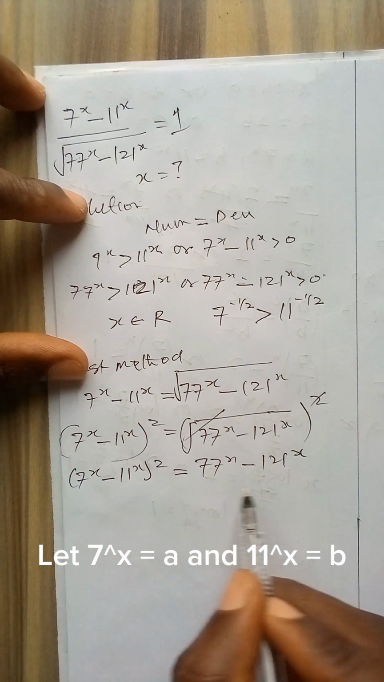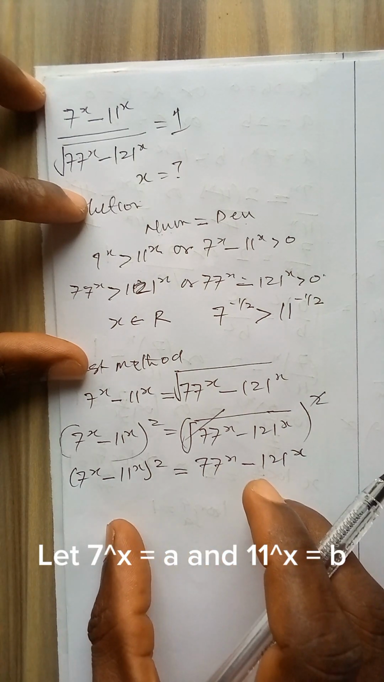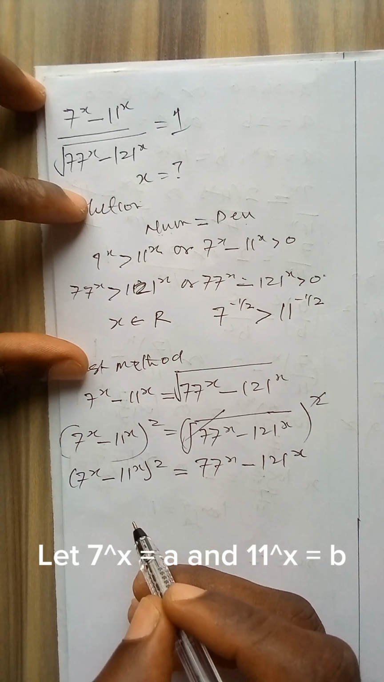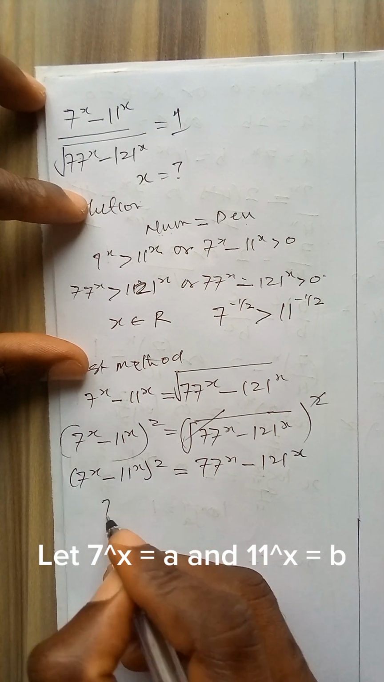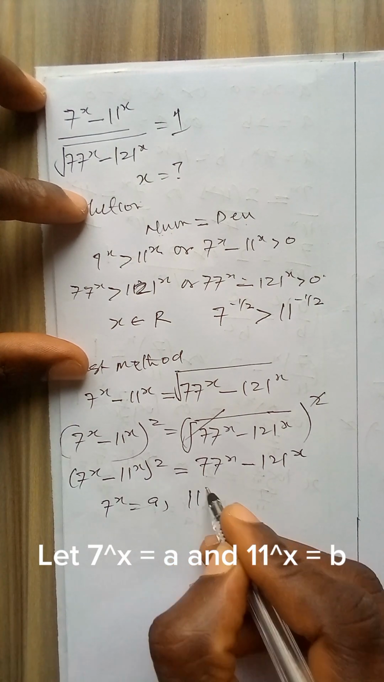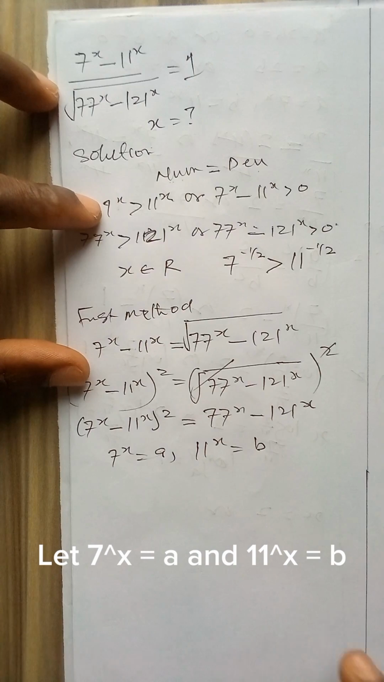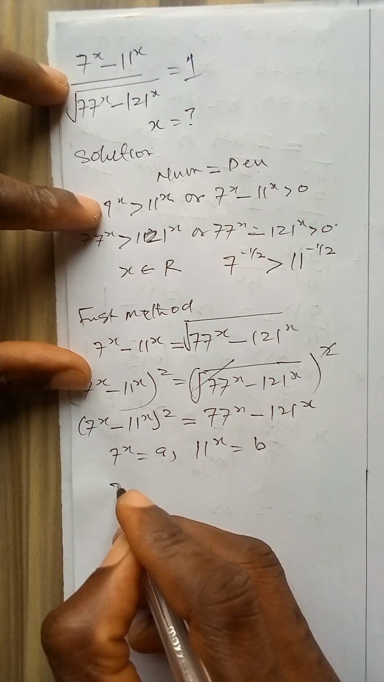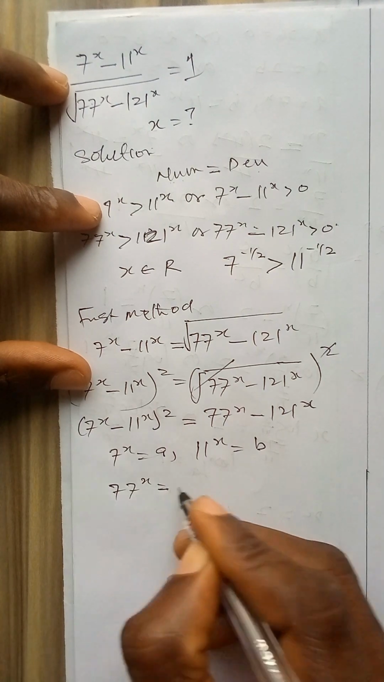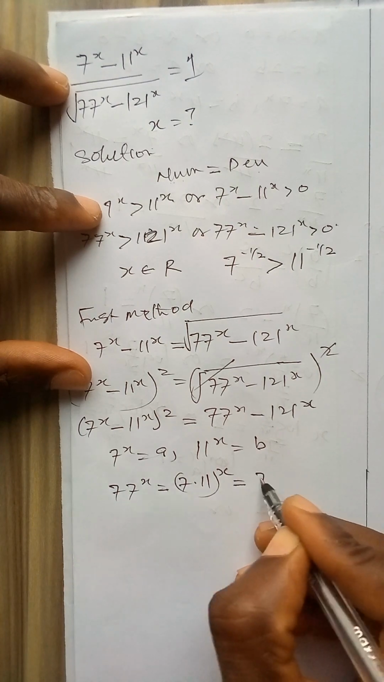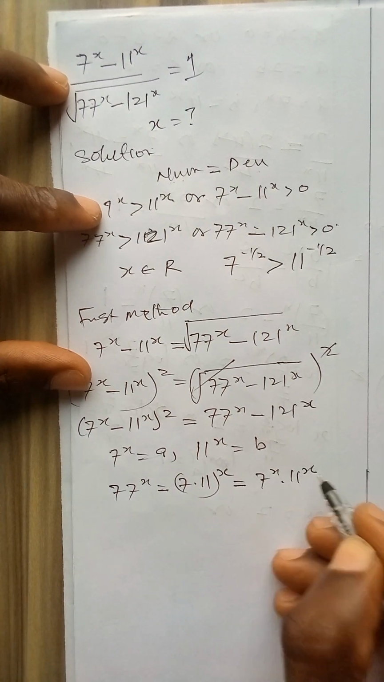If I continue the process like this, it will look unwieldy and cumbersome. So what I need to do is to make a substitution. We will let 7^x equal a, and 11^x equal b. But before we apply this, let us rewrite the right hand side. 77^x can be written as (7 times 11) all to power x, and therefore we have 7^x times 11^x.